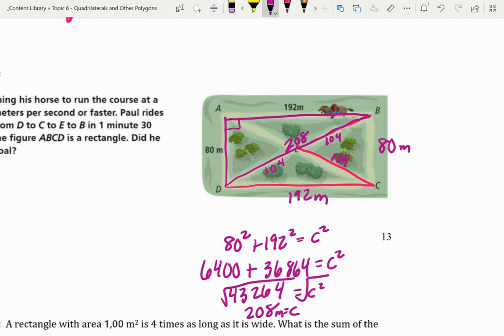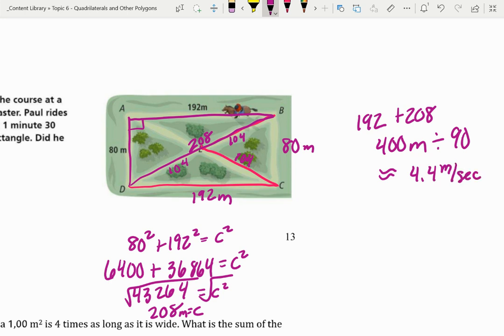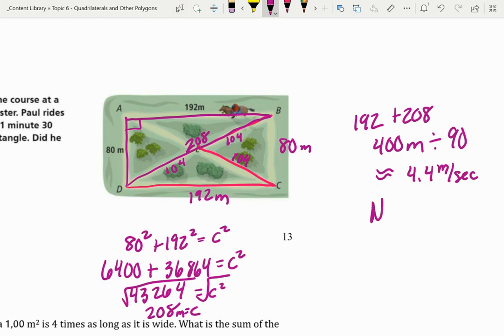That means that this is 104 as well. So when we're looking at this, we take into account what we've got. Now we're going to do some adding. 192 plus 208, because he does do 2. That's going to give us 400 meters. We divide that by 90 seconds, because a minute is 60 seconds and then you add the 30, so 60 plus 30 is 90. We end up with about 4.4 meters per second. And he wanted to do this in 4 meters per second or faster. So no, he did not.